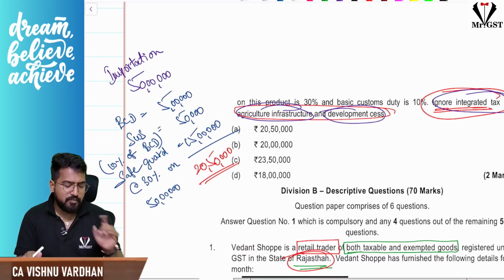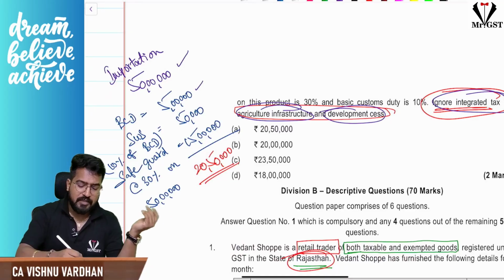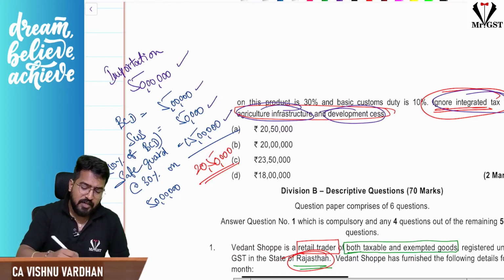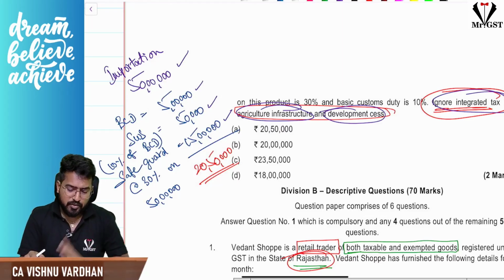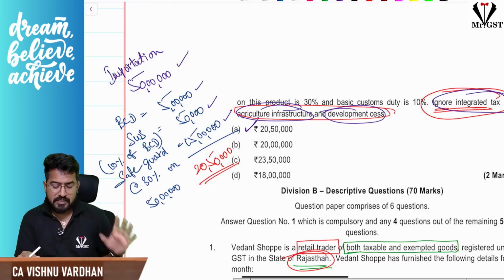So a simple question: on importation, the assessable value is 50 lakhs, basic customs duty is 10% on that, 5 lakhs. Social welfare surcharge is 10% on basic customs duty, that is also charged. Safeguard duty is always charged on assessable value, so 30% on that. So the total amount is nothing but what? 20 lakh 50,000. This is the MCQ part.